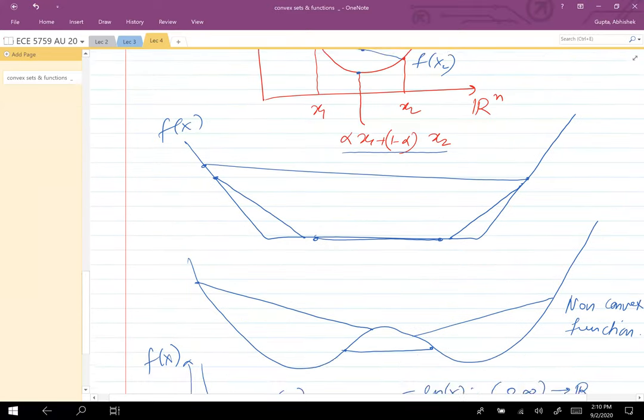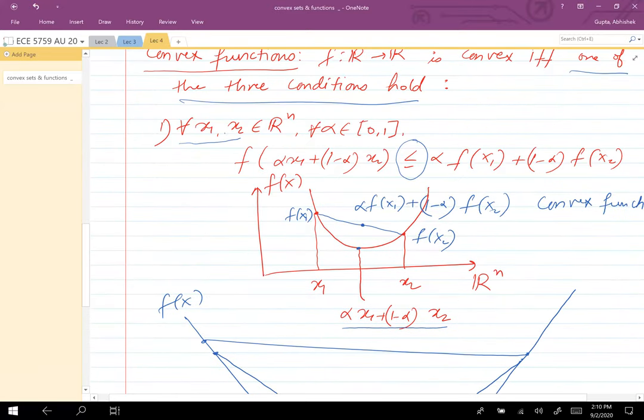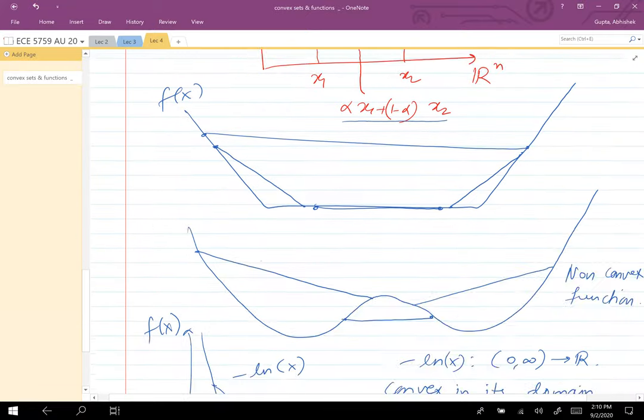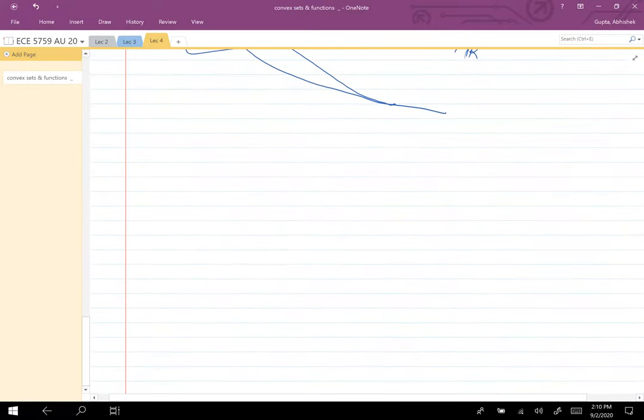Okay, so let me go over the definition once again. For every x1, x2 in Rn, for every alpha in [0, 1], the function evaluated at a point in between x1 and x2 is less than or equal to the line segment connecting the two function values, so alpha f(x1) plus (1 minus alpha) f(x2). The above definition that we just talked about doesn't assume any differentiability structure on the function f.